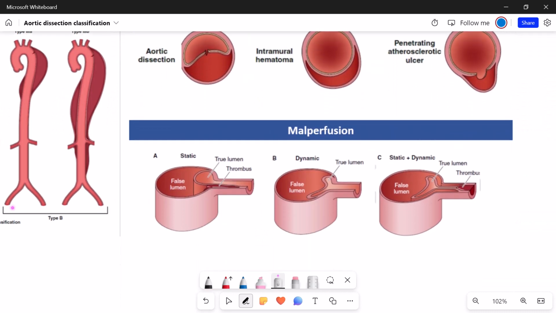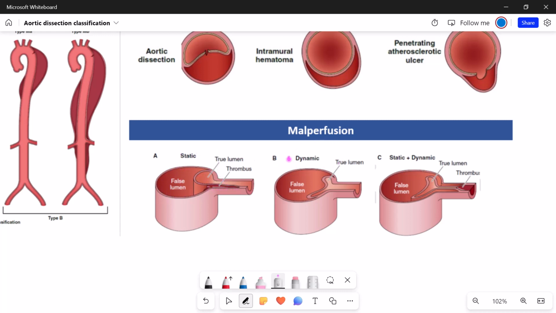Here is very important, which is malperfusion syndrome. You get a lot of malperfusion syndrome where the dissection affects the collateral. And it is three ways. Either you have the static type, or the dynamic type, or the combined type. Remember always the static, there is a thrombus. That is why it doesn't move, it doesn't go away. So you can see the false lumen is enlarged, true lumen is collapsing with thrombosis. This is the static type.